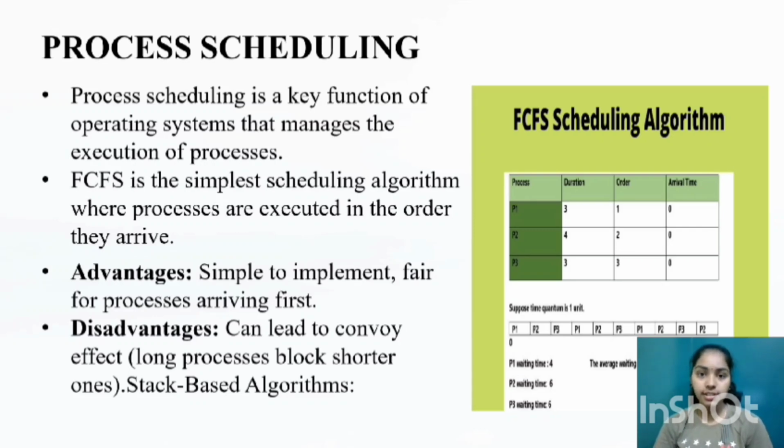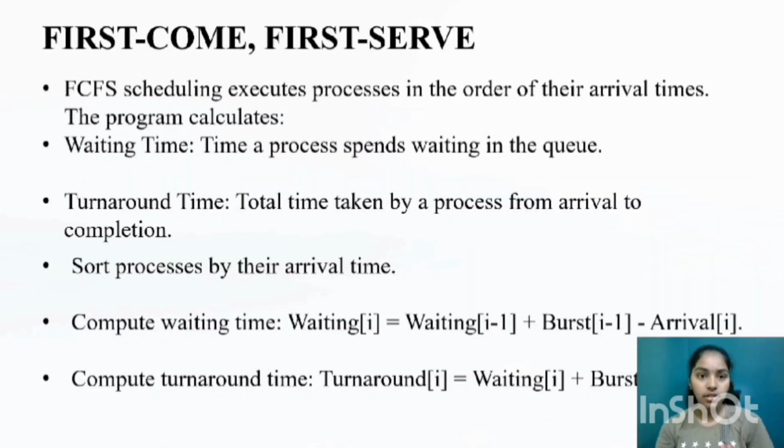Process scheduling is a key function of the operating system that manages the execution of processes. FCFS, first come first serve, is the simplest scheduling algorithm where the processes are executed in the order they arrive. The advantage is that it is simple to implement and fair for the process arriving first, and the disadvantage is that it can lead to the convoy effect, which means long processes block shorter ones.